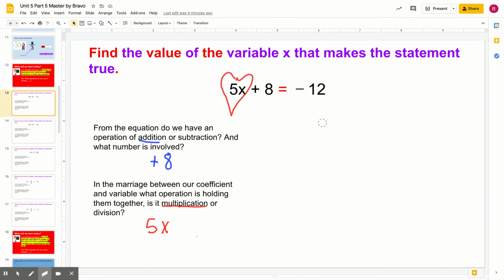So let's go ahead and solve this equation of 5x plus 8 is equal to negative 12. All right. We're going to start looking at what we notice first. And what we notice is that we're adding by 8. So what I have to do is I have to do the opposite to move that 8 over to the negative 12 side.